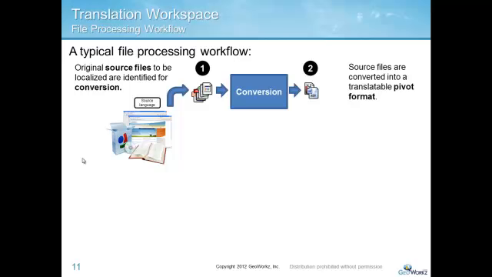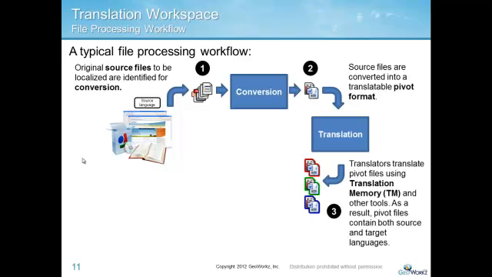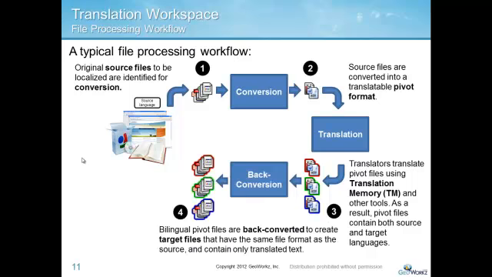Those files are then converted, or pre-processed, into a translatable file format called a pivot format. Translators use the pivot file to connect to a TM and translate. The pivot files contain both source and target languages and are also referred to as bilingual files.